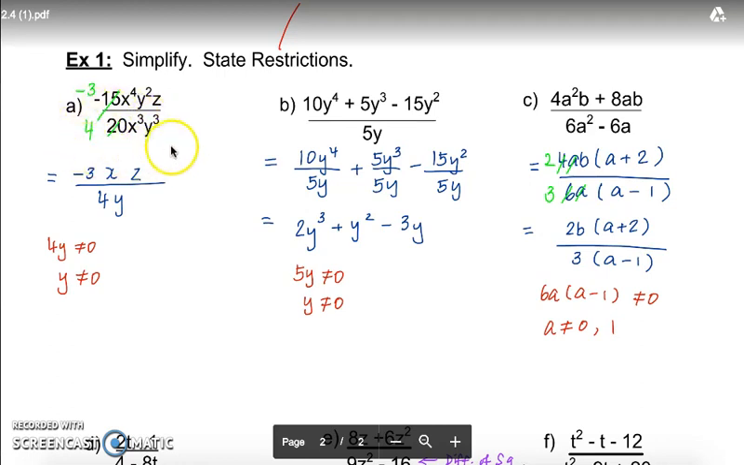So I'm going to make a correction for part A because the restriction should include x not equal to 0.